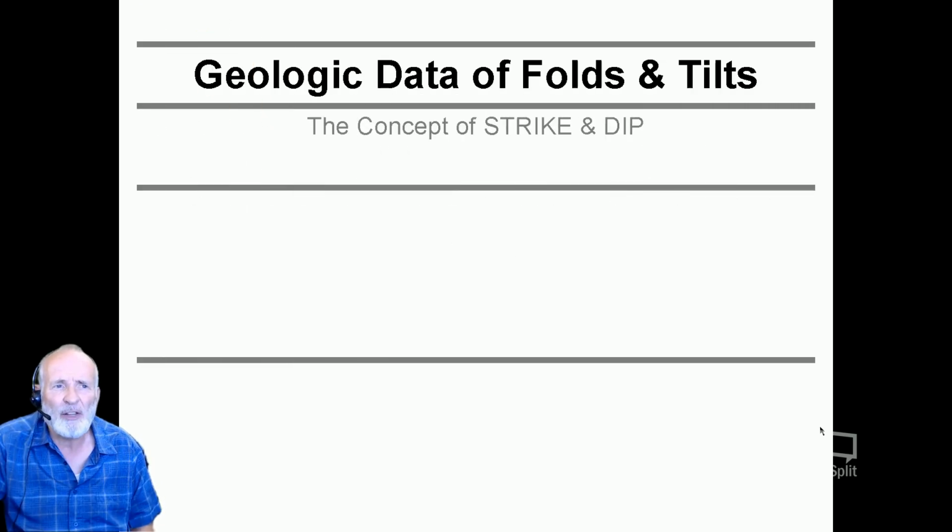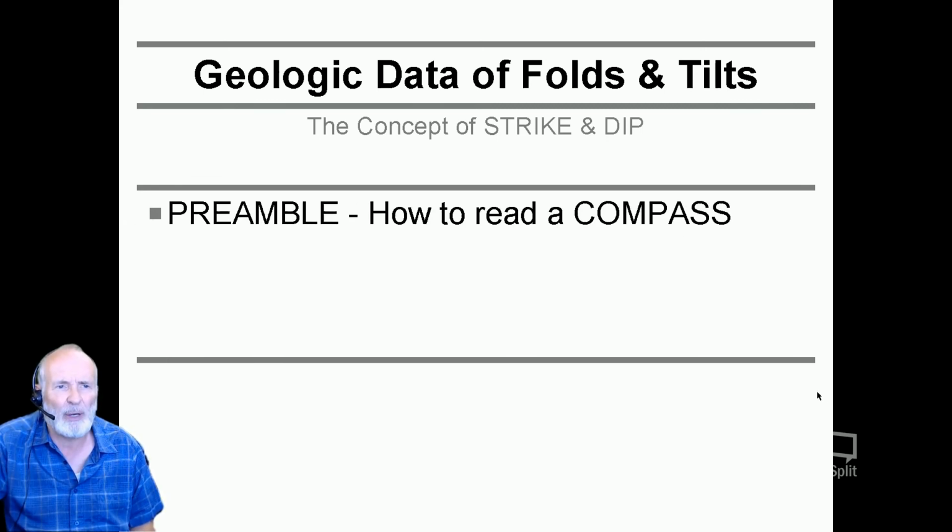Okay, concept of strike and dip, it's geologic. It's a geologic data set that has to do with folds and tilts. So what is it? Well, first of all, preamble, to measure strike and dip, you will need a compass. Aha! You say. The Brunton. Absolutely correct. But there are two types of Bruntons that are out there, or two types of compass systems.